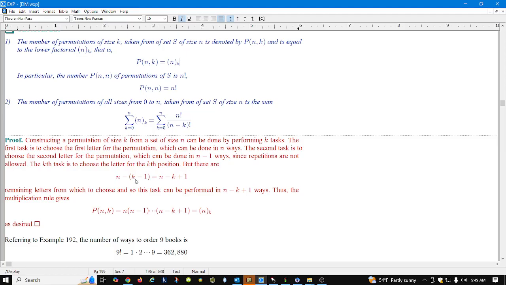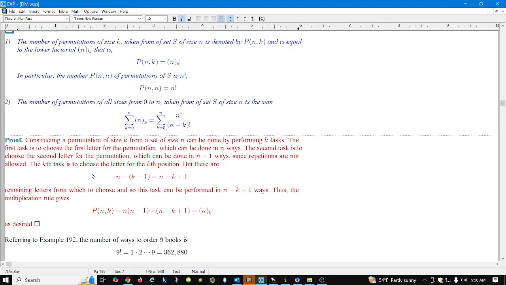As to the proof, it's pretty straightforward because it's the multiplication rule. Constructing a permutation of size k from a set of size n can be done by performing k tasks. The first task is to choose the first letter for the permutation, and that can be done in n ways. The second task is to choose the second letter. By letter, I mean element. And that can be done in n-1 ways because we can't repeat. We can't use the letter we've already chosen for the first position.